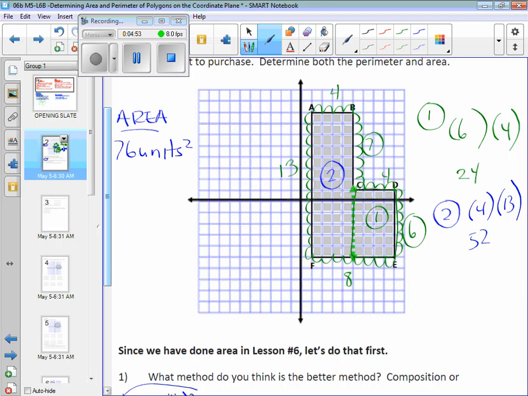I've got a question for you. If I count up all the boxes inside that shape, how many boxes are there supposed to be? 76. And area is the amount of units or boxes within the entire shape. So you say to yourself, well, why don't we just count the boxes from the get-go? You could, but I want you to get familiar with going back to base times height. You can count the boxes afterwards to double check, but I still want you to do base times height. Oftentimes, you're going to be asked to find the area outside of the coordinate plane. So we always want to do base times height whenever we can.